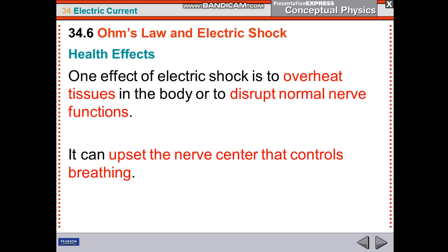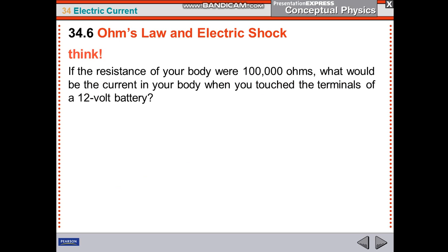What are the health effects of electric shock? One effect of electric shock is to overheat tissues in the body or to disrupt normal nerve functions. It can upset the nerve center that controls breathing. Try to answer this question. If the resistance of your body were 100,000 ohms, what would be the current in your body when you touch the terminals of a 12-volt battery?